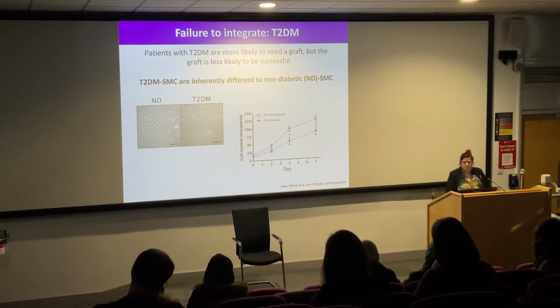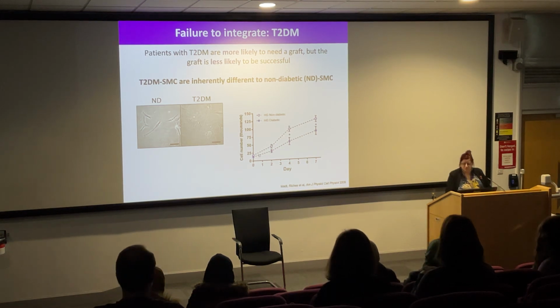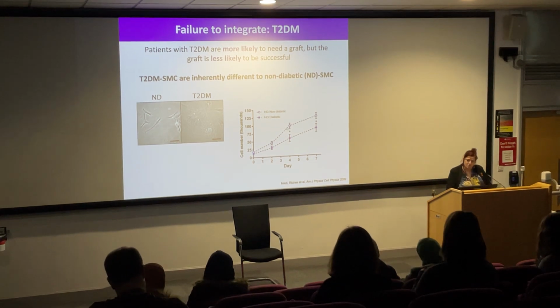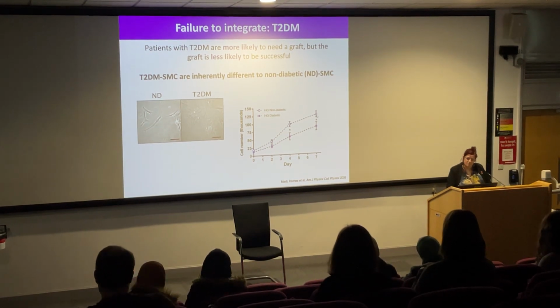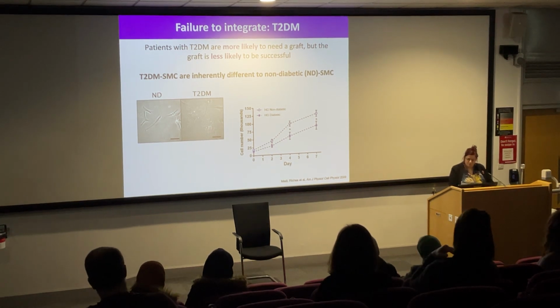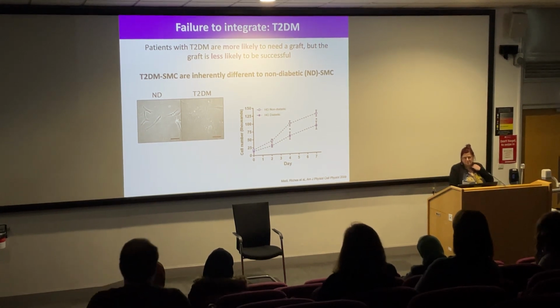If we look at how they grow, these are some growth curves. We've got the non-diabetic ones as the open circles here, so that's how much they grow over the course of a week in a tissue culture dish. With the diabetic ones, they actually grow less fast. So they grow more slowly, but they're not able to do that dedifferentiation and repair as easily.